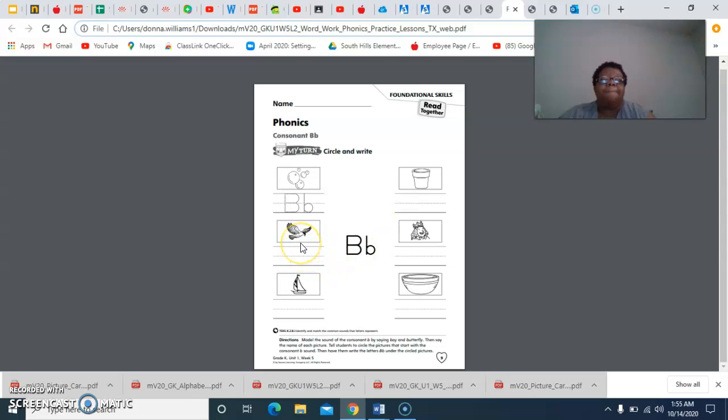Next picture, bird, bird, b, b, bird. What letter does bird start with? That one is letter B. So you're going to copy letter B here, letter B here. So even though you don't have the paper, you can practice in your journal. Practice drawing a picture of a bird, and then practice writing the letter B, capital and lowercase, right here.